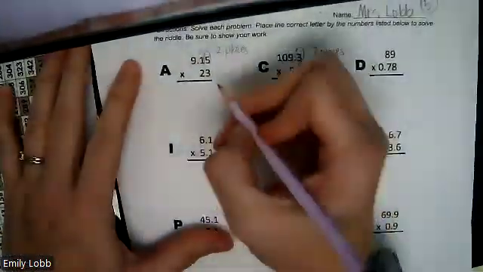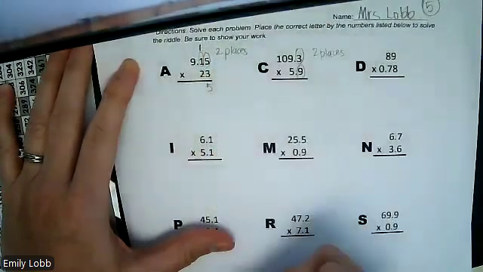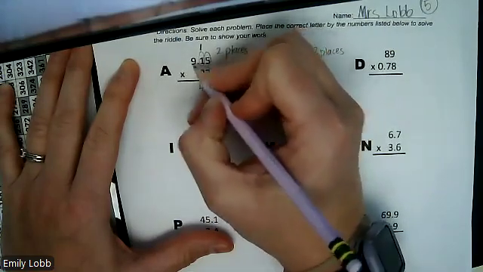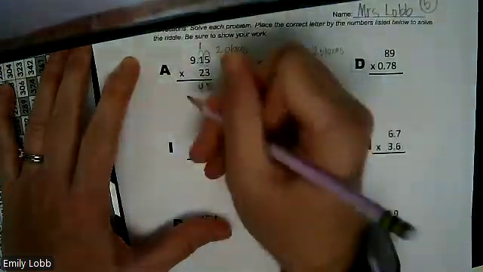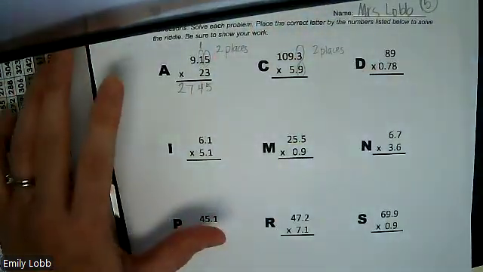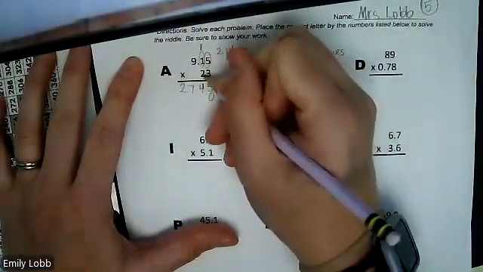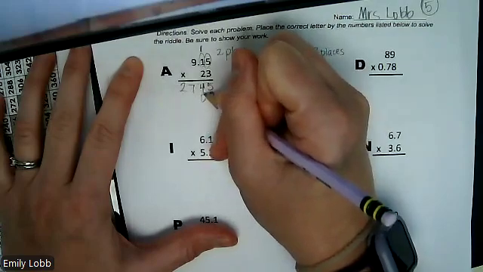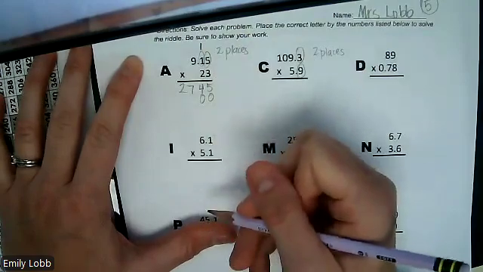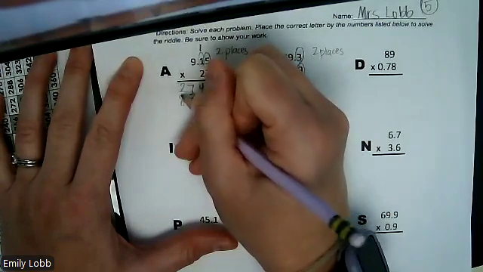So 3 times 5, 3 times 1, plus 1 is 4, and then 3 times 9 is 27. I'm not doing my 2 places yet, right? Because I've got to multiply by 20. So 2 times 5 is 10. 2 times 1, 2 plus 1 is 3. And then 2 times 9 is 18.